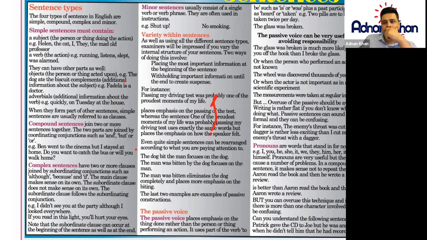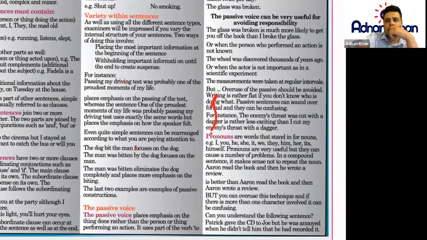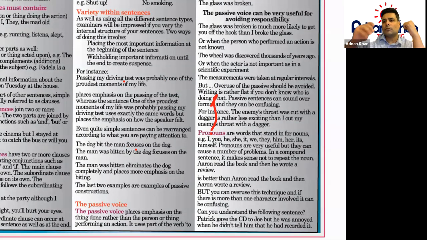As well as using all the different sentence types, examiners will be impressed if you vary the internal structure of your sentences. Two ways of doing this involve placing the most important information at the beginning of the sentence, or withholding important information until the end to create suspense.